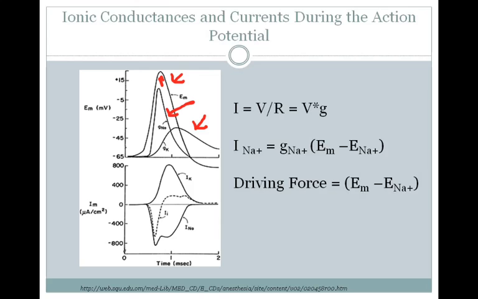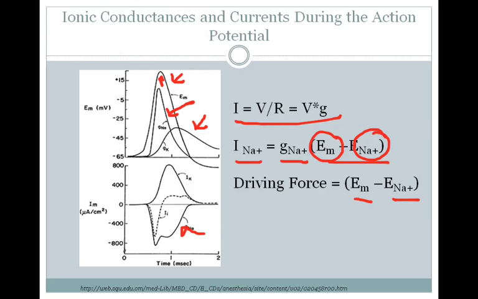Now, we can also look at the current going through sodium or potassium channels over time. So current, as we know, is just voltage divided by resistance, or voltage times conductance, since conductance is 1 over resistance. So if we just want to look at sodium current, the sodium current will equal the sodium conductance times what's known as the driving force. So the difference in voltage between the membrane voltage at that time and the equilibrium potential for sodium. Now, you're going to have a higher driving force when the voltage change is greater. So if the membrane potential is further away from the equilibrium potential of sodium, there's going to be a higher driving force.